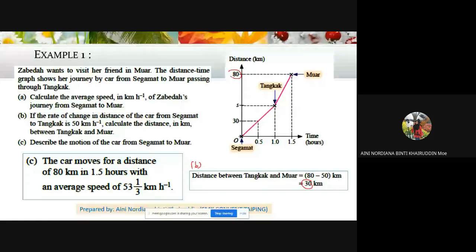Okay. For C, describe the motion of car from Segamat to Muar. So the car move for distance 80 km, total dia 80 in 1.5 hours with average speed. Ni yang you cari mula-mula dekat A tadi. So bila nak describe tu, bagi dia punya distance, bagi masa dia, bagi speed dia. Alright.